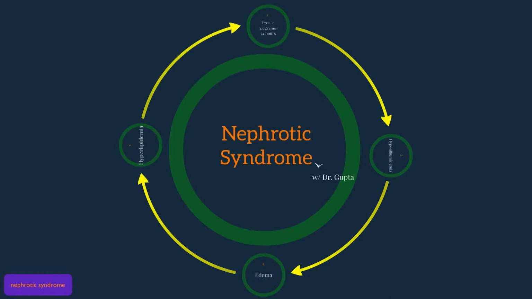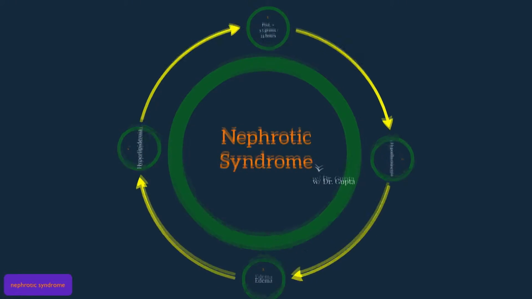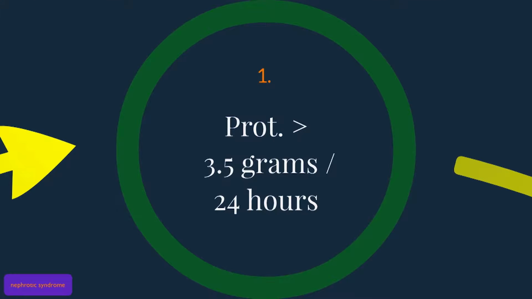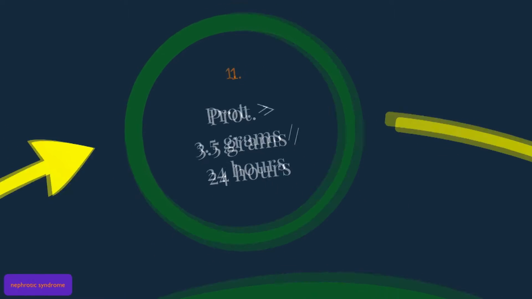Today we'll talk about nephrotic syndrome, how to characterize it, what the causes are, and how to organize it in your mind. Nephrotic syndrome has four cardinal features. The first is proteinuria of 3.5 grams per 24 hours.